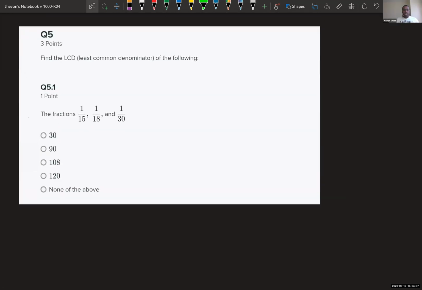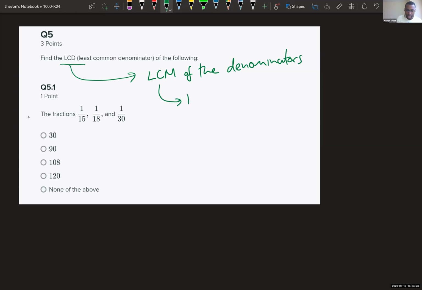Finding the LCD, the least common denominator. Notice that LCD just means it's the LCM of the denominators, and LCM means least common multiple. Okay, so how do we find the least common multiple?